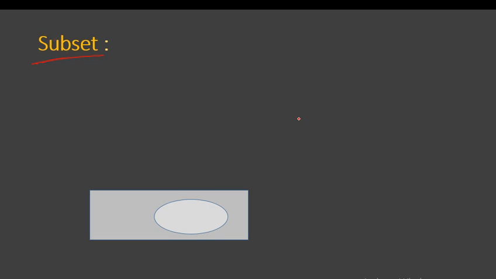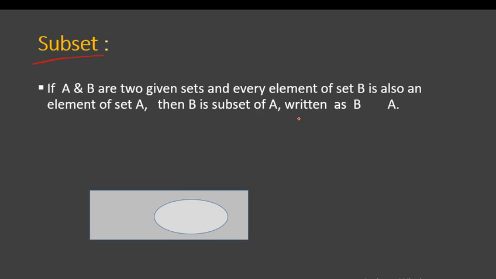So subset: if A and B are two given sets and every element of set B is also an element of set A, then we say B is a subset of A. That is, every element of set B is also in set A, then we say B is a subset of A, and this is written as B is subset of A. This is how we can represent subset. B is subset of A. So this way we can represent subset.